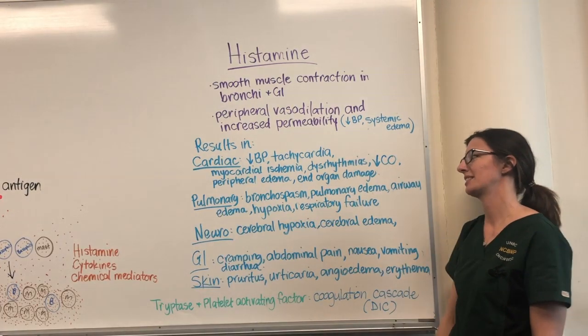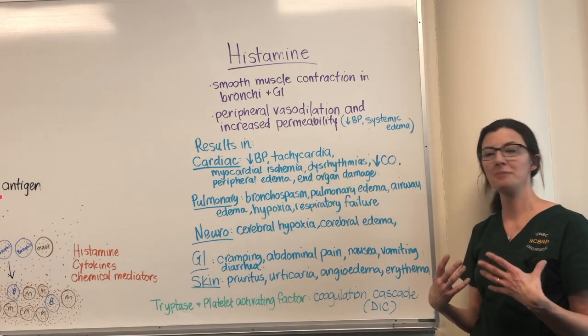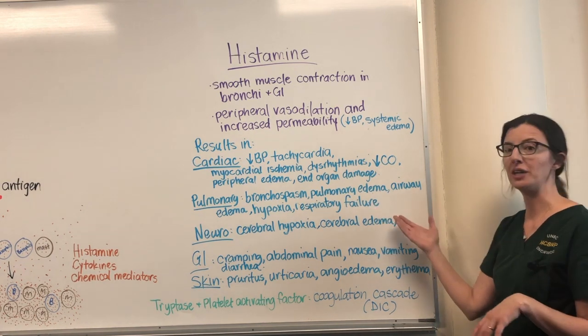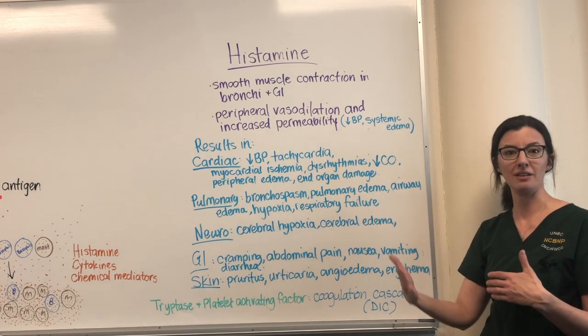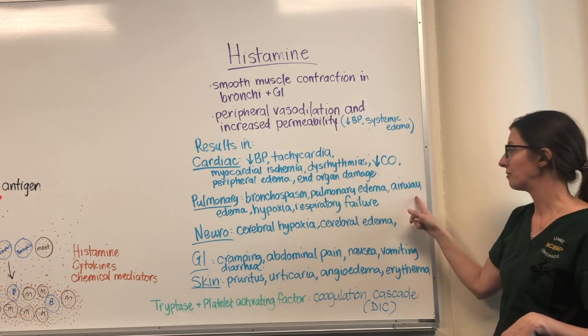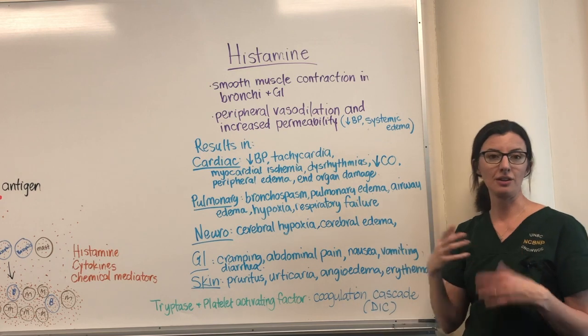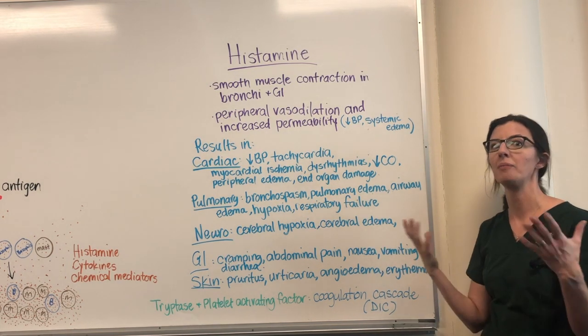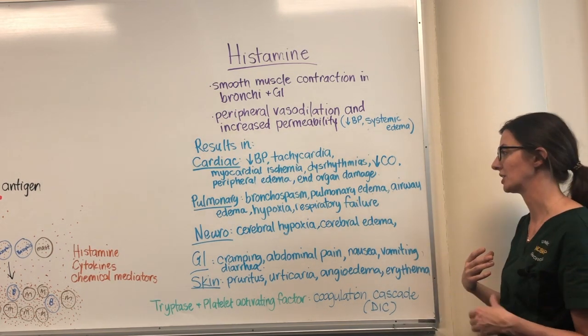So with the pulmonary system, again, you're going to see that bronchospasm. And we're going to see pulmonary edema because of that third spacing, or the fluid shifting out of the blood vessels and into the lungs. We're going to have airway edema, so your larynx is going to swell up, your tongue is going to swell up, and again, that's going to compromise air entry into the body.